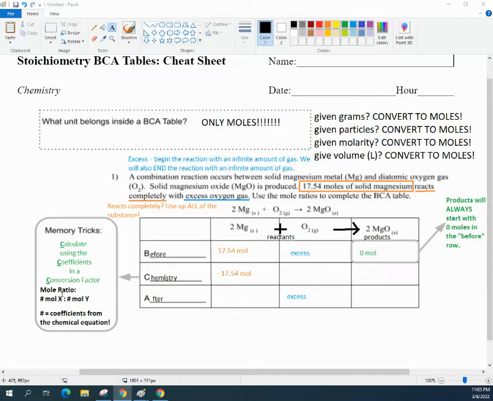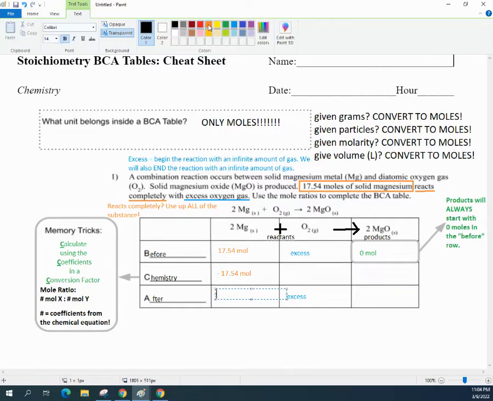So we use this mole ratio to help us calculate these other two boxes in row C. So in row C, we are doing some sort of math. We're going to skip row C for right now, and we're going to move down to row B to see if we can fill out anything without doing much math at all. For instance, this first column. We already know that we're starting with 17.54, and according to this word problem, we are going to be using all of that substance, which means we are going to be left with 0 moles of that substance.